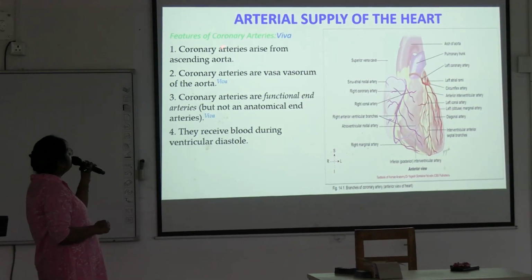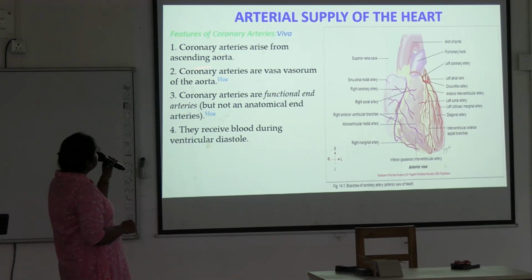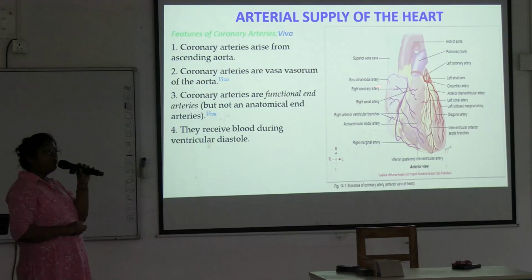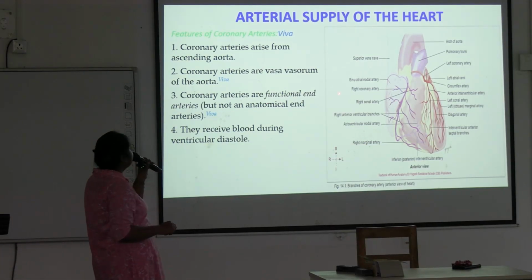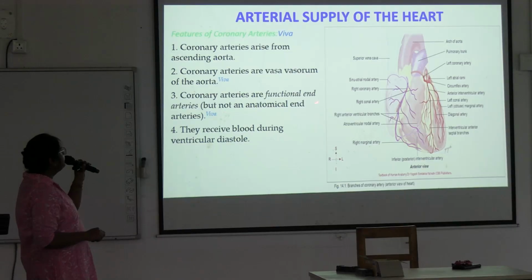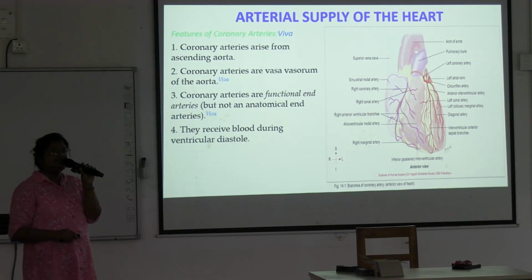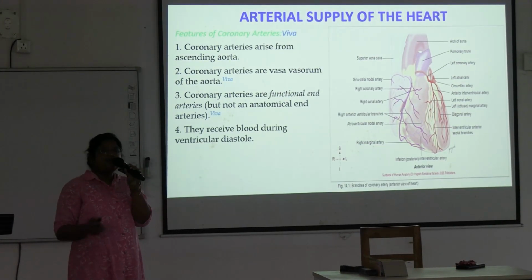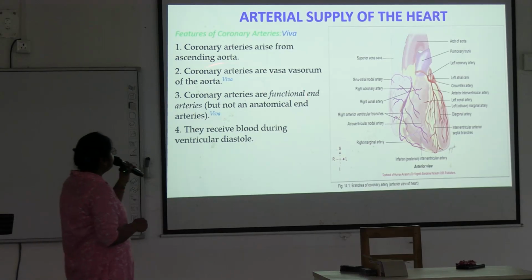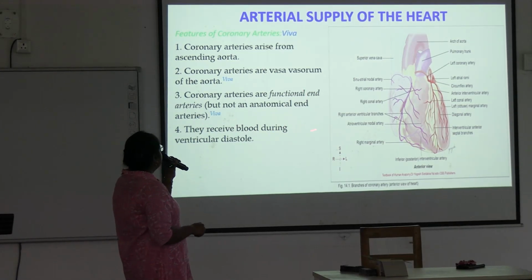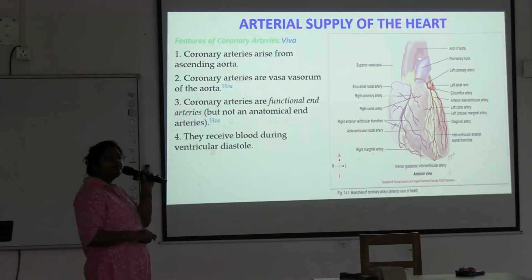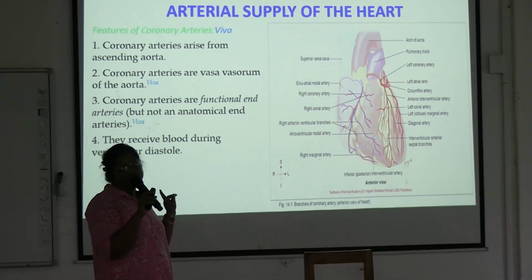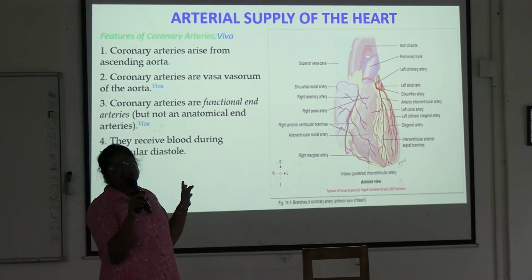So what are the features of coronary arteries? These arise from the ascending aorta, and these arteries are the vasa vasorum of the aorta. These coronary arteries are functional end arteries, but not anatomical end arteries. Okay, anastomoses are present between the branches of these two arteries, but they do not function properly. And they receive blood during ventricular diastole. Normally, all the arteries get their blood during ventricular systole, but these arteries get blood during ventricular diastole.